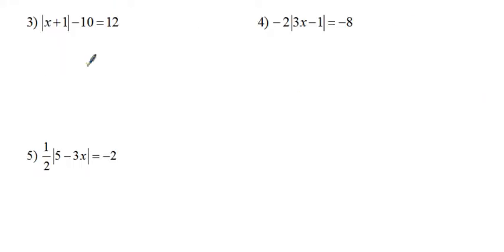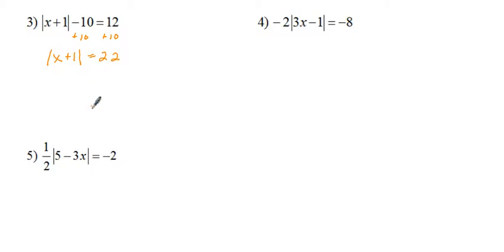Let's look at example 3. Remember step 1, always isolate the absolute value portion. In number 3, it's not yet isolated. We have a little buddy here, a negative 10 that's along with it. So we need to start by isolating the absolute value. In order to do that, we add 10 to both sides. We now have the absolute value of x plus 1 equals 22.